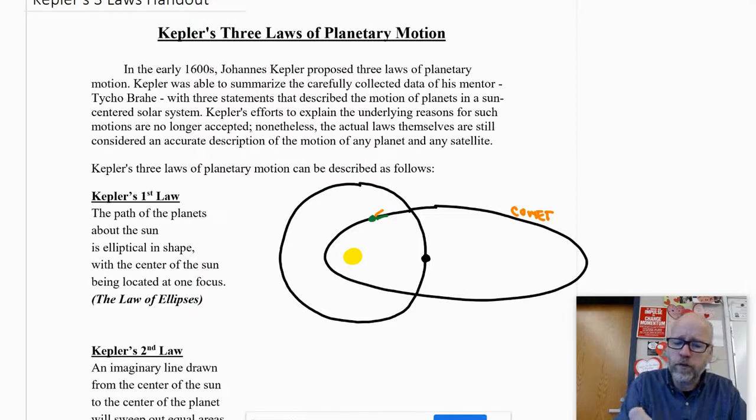So what is the real takeaway? The real takeaway is that the first law gets rid of the idea of perfectly circular orbits.